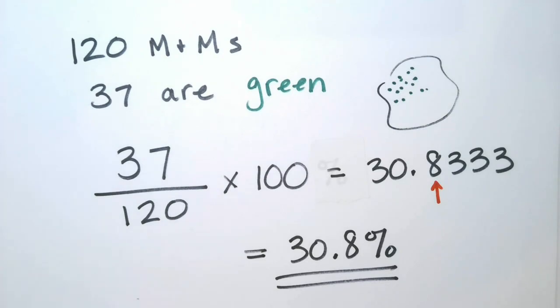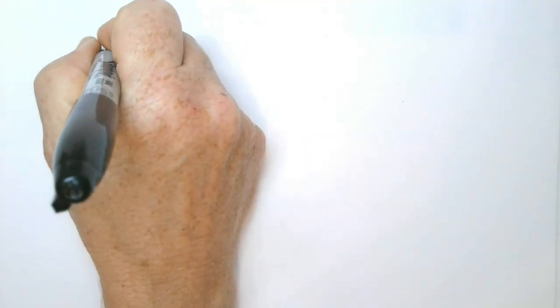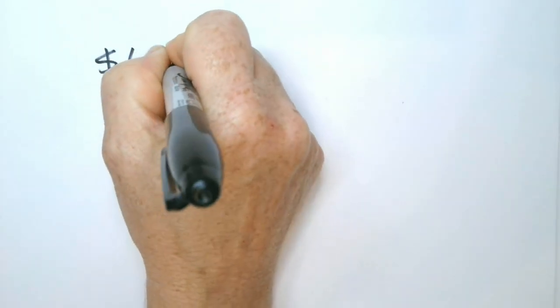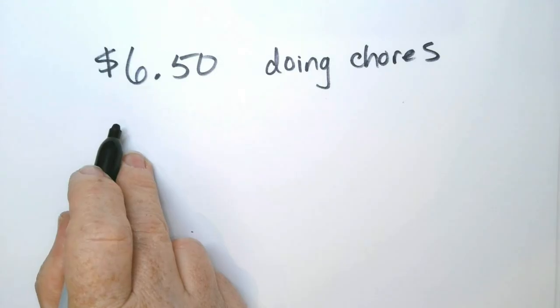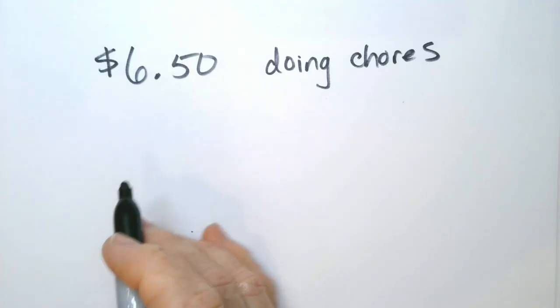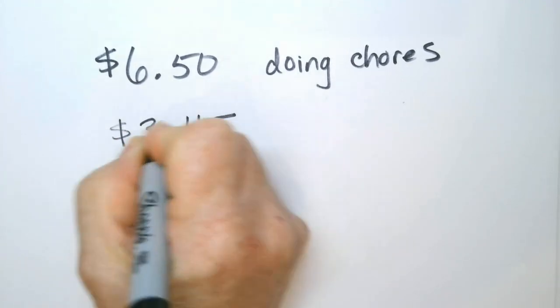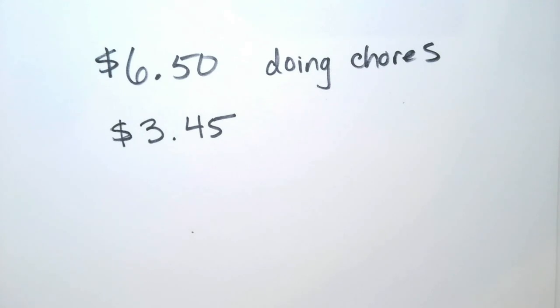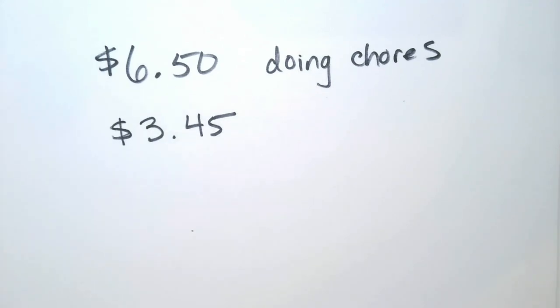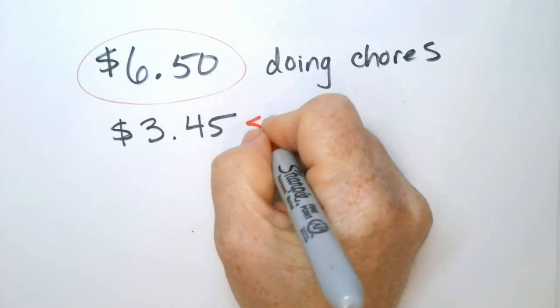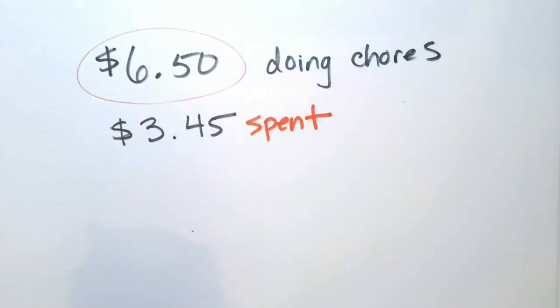Good. So the other night, one of my kids made $6.50 doing chores. And I asked if they still had the $6.50, and he said, no, actually, I spent $3.45. So my question is, what percent did my kids spend of their income? So this income was $6.50. They spent this amount. So what percent did they spend?